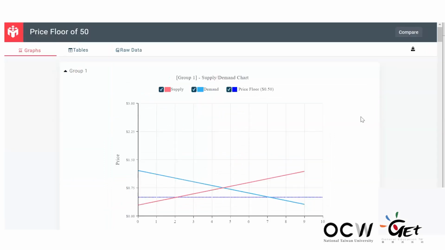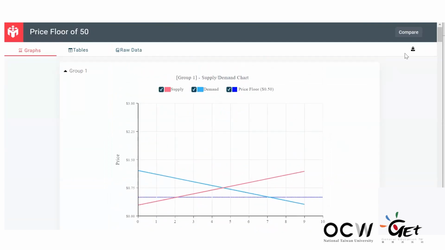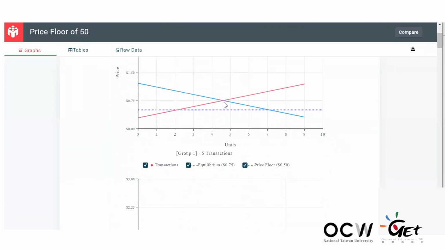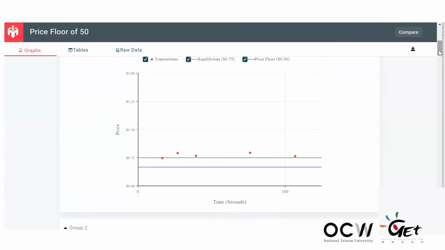Well, okay, so here, this market has a supply-demand schedule that looks like this. So the equilibrium price is 75 cents with a quantity of 4. And the price floor of 50 cents is not binding. So, well, things are not affected. So if you look at this, this is group 1. There were 5 transactions, pretty much very close to the equilibrium price of 75 and not affected by the price floor.